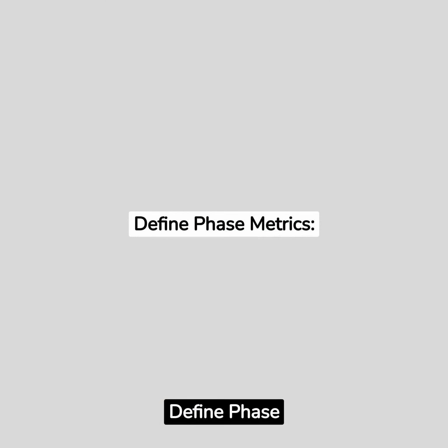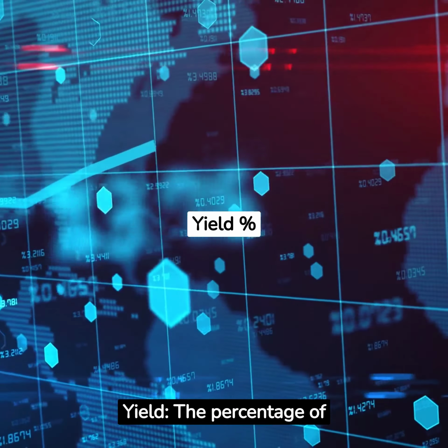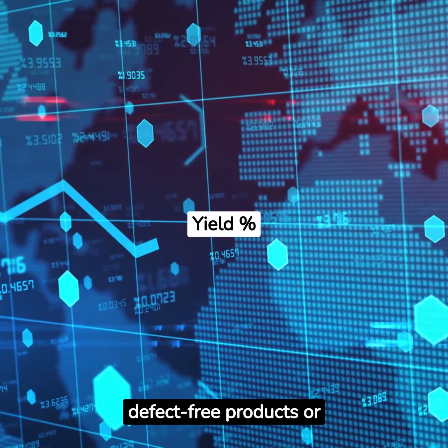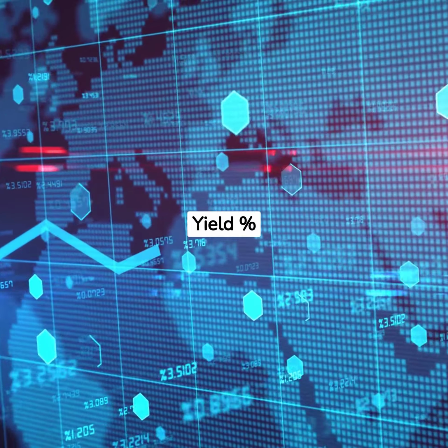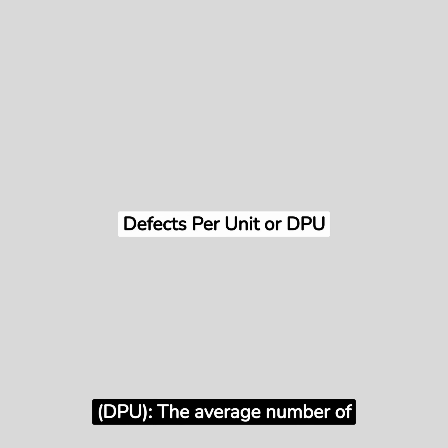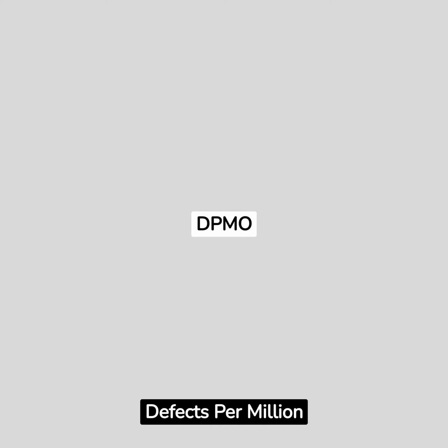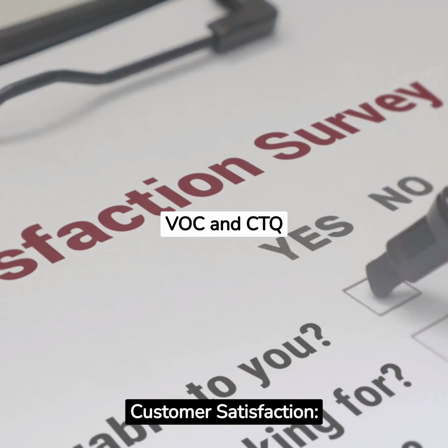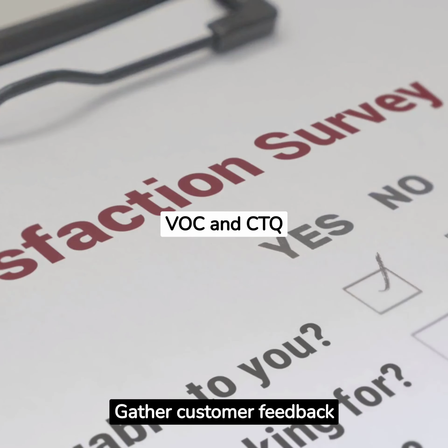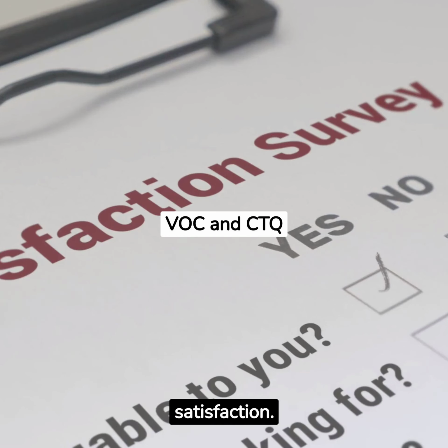Define phase metrics. Yield, the percentage of defect-free products or outputs. Defects per unit, DPU, the average number of defects in each unit produced. Defects per million opportunities, DPMO, the number of defects per 1 million opportunities for defects to occur. Customer satisfaction, gather customer feedback through surveys, ratings, or feedback forms to gauge satisfaction.